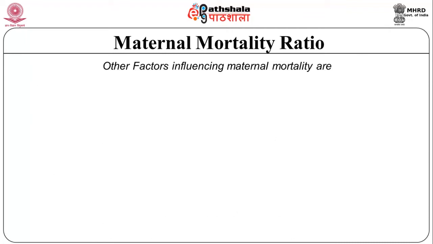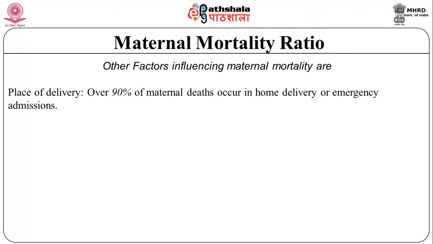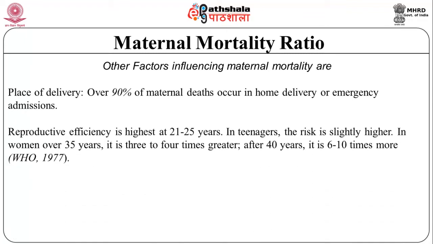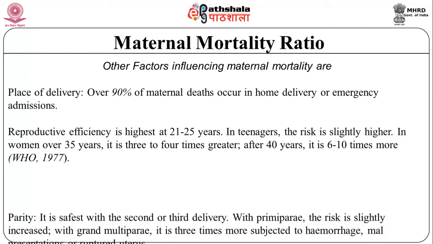There are other factors which influence maternal mortality. First, place of delivery: over 90% of maternal deaths occur in home deliveries or emergency admissions. Second, age: reproductive efficiency is highest at 21 to 25 years. In teenagers, the risk is slightly higher. In women over 35 years of age, it is 3 to 4 times greater. After 40 years, it is 6 to 10 times more (WHO 1977).